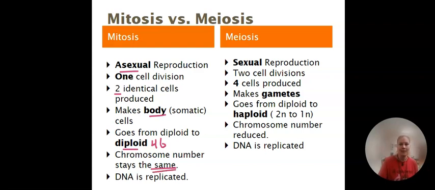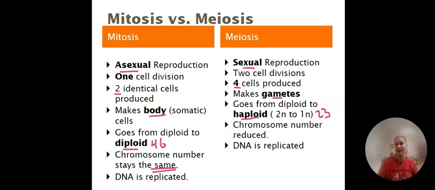Whereas meiosis is sexual reproduction because you need 2 parents. You need mom and you need dad. And then you also make 4 cells, and they will be genetically different from each other. They are gametes, so egg and sperm. And those gametes are haploid, meaning they have half the number of chromosomes. So instead of having 46 chromosomes, each gamete would only have 23. Because again, those 2 gametes are going to combine together during fertilization to get back up to 46.